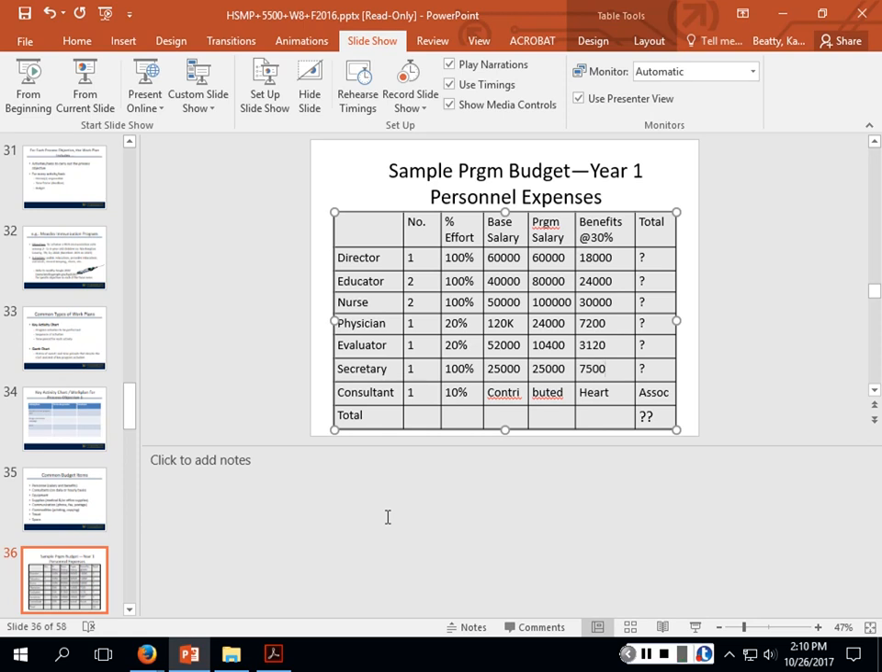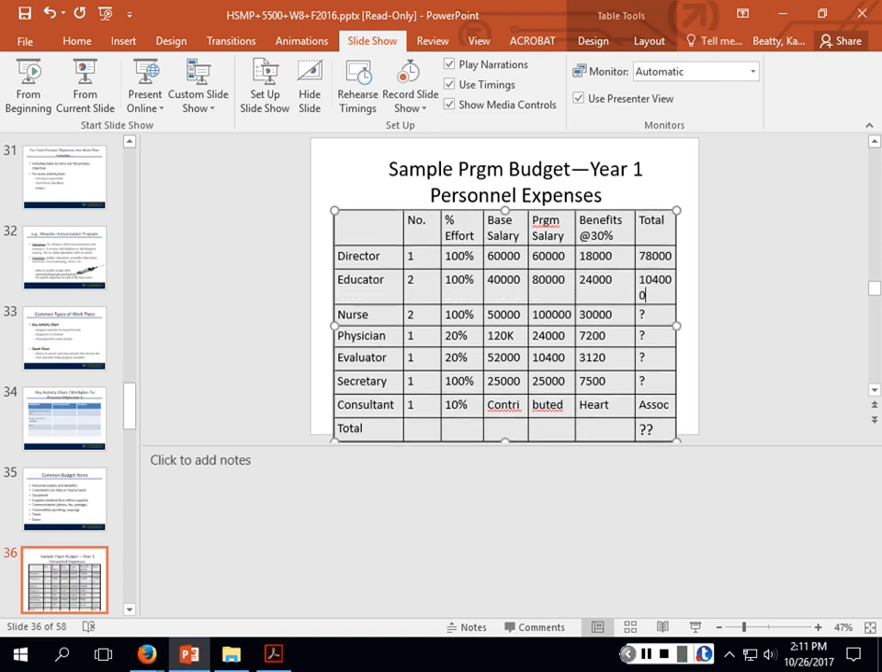$7,500. Okay. Is anyone not sure how we arrived at those figures? Okay, let's go back to our terms. So what is the total compensation package that the director will receive? 78,000. Again, of that, 60,000 will be paid in salary and 18,000 will be used to cover the costs of the benefits. The total compensation package for the educators, 104,000.